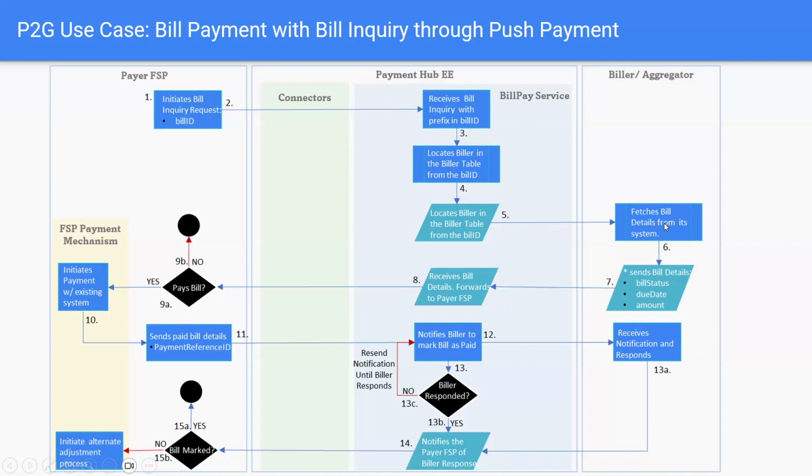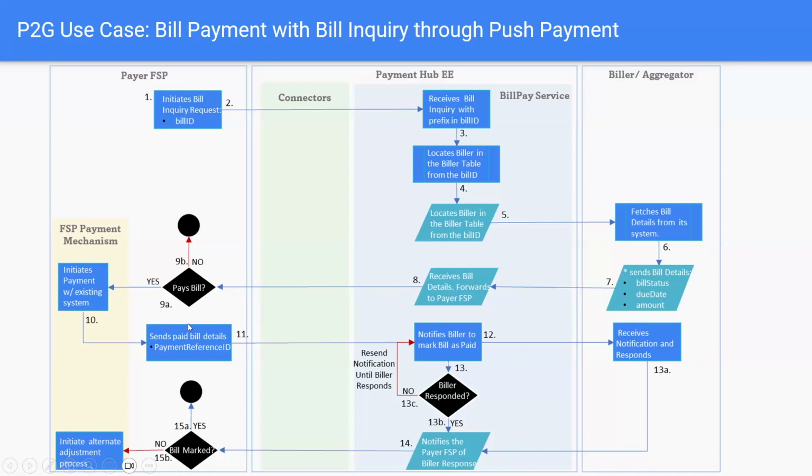The biller or aggregator receives the bill ID, searches its own system, and comes up with the bill details. Specifically, we've asked for at least these details to be included. For example, the bill status, the due date, the amount at the time of due date, and the amount after the due date. So that information is loaded into the API and sent back to the payment hub. The bill pay service receives the data and passes it back to the payer FSP as is.